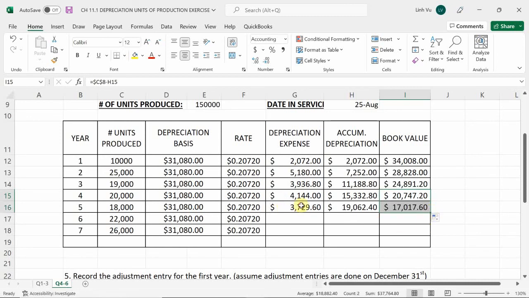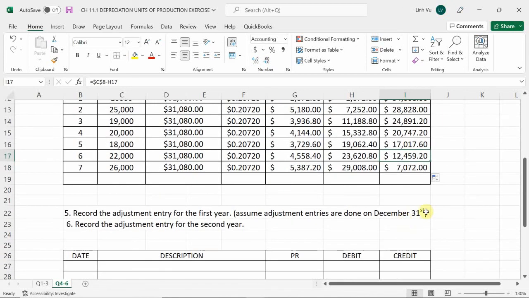$17,017.60. Good. All right. So I'm going to fast forward for the last two here. So your numbers should match up here. Okay. So now at the end of 7 years, my book value is currently at $7,072. Okay. Question to you. Can I go for an 8th year?